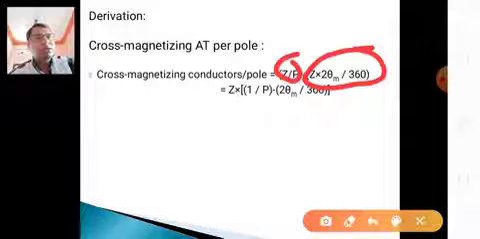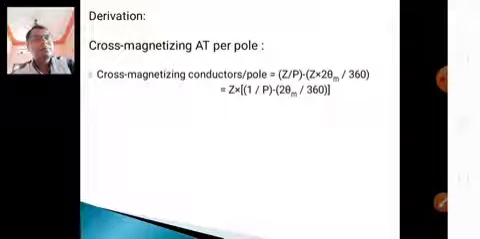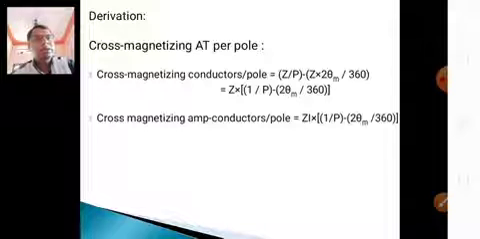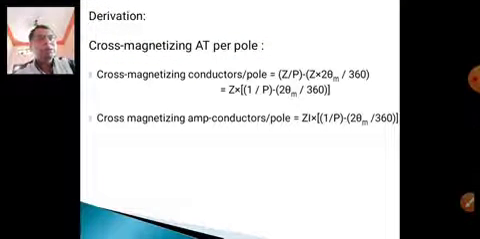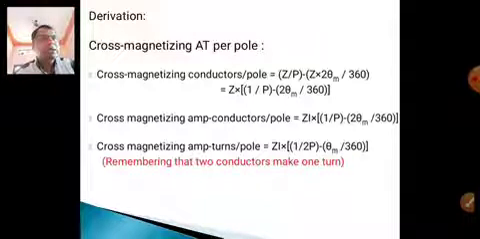So from this we have to find the value of cross magnetizing conductors. Z is common, so Z is outside, and we get 1 by P minus 2 theta m by 360. So cross magnetizing ampere conductors per pole is Z into I into 1 by P minus 2 theta m by 360. Divided by 2, because it is per pair of poles, it becomes per pole. So Z into I into 1 by 2P minus theta m by 360.